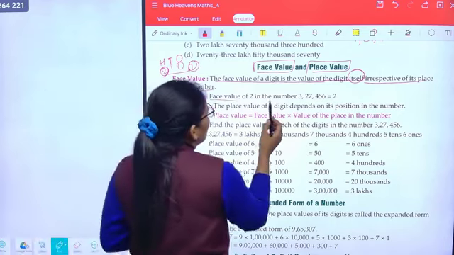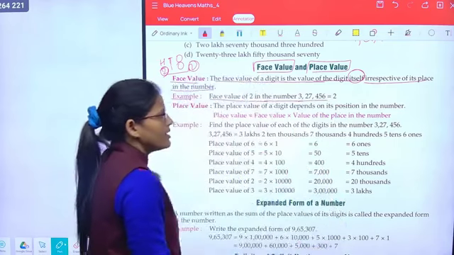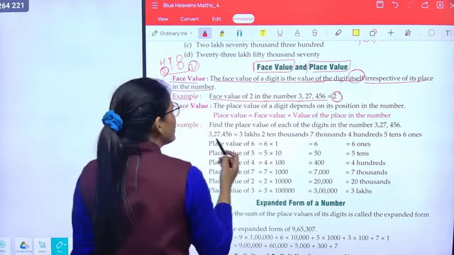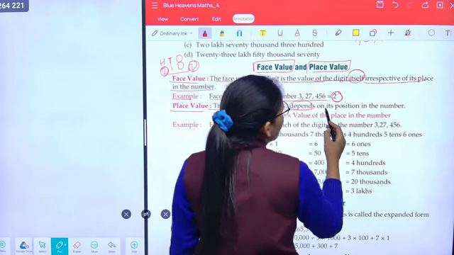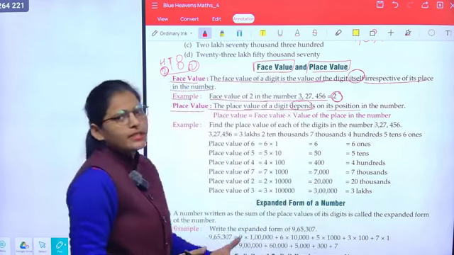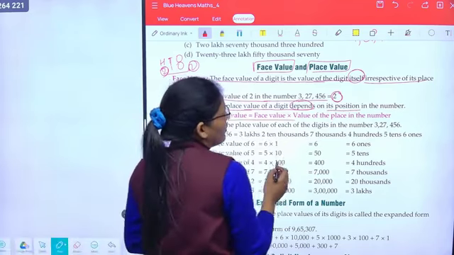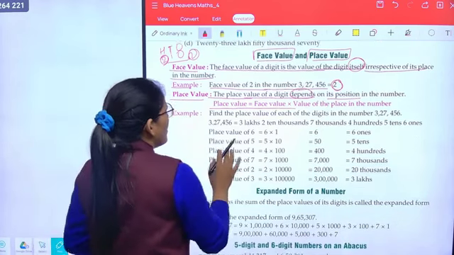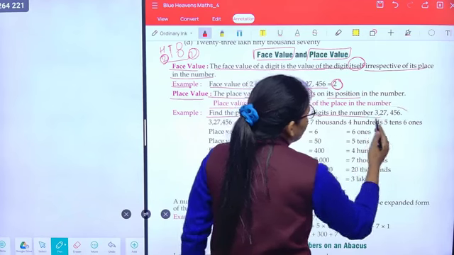एग्जाम्पल, द फेस वैल्यू ऑफ 2 इन द नंबर 3,27,456 में क्या होगी? 2 की फेस वैल्यू 2 ही होगी. अंडरस्टैंड? प्लेस वैल्यू, the place value of a digit depends on its position, जो उसकी पोजीशन होती है. Place value is equal to face value into value of the place in the number. Now find the place value of each of the digits in the number.